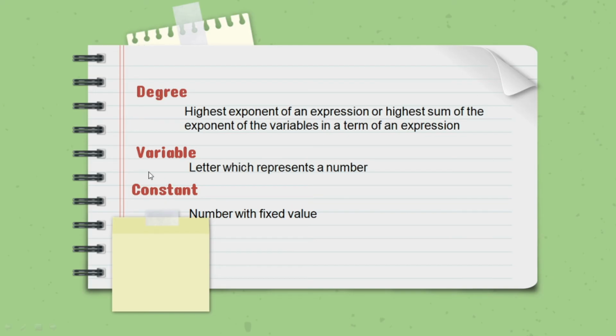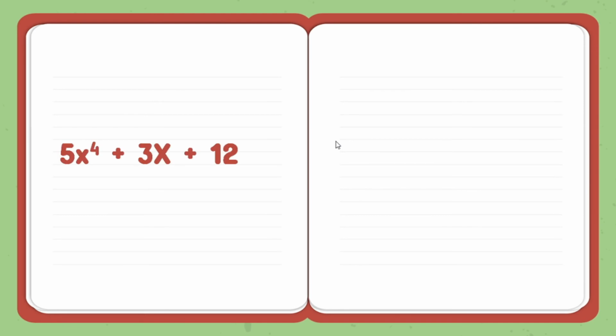Now next, additional. So we discussed already the variable, which is the letter na nag-represent sa number. And a constant ay yung number with fixed value. Ibig sabihin yung mag-isa dun sa dulo, pero hindi siya laging nasa dulo ha. Siya yung may fixed value na wala na siyang kasamang letters. So that's constant. Now meron din tayong tinatawag na degree. Pag naman sinabi natin degree, this is the highest exponent of an expression. Siya yung pinakamataas na exponent sa given expression. Or pwede din namang highest sum of exponent of variables in a term of an expression. So magbigay tayo ng halimbawa para maintindihan natin yan.